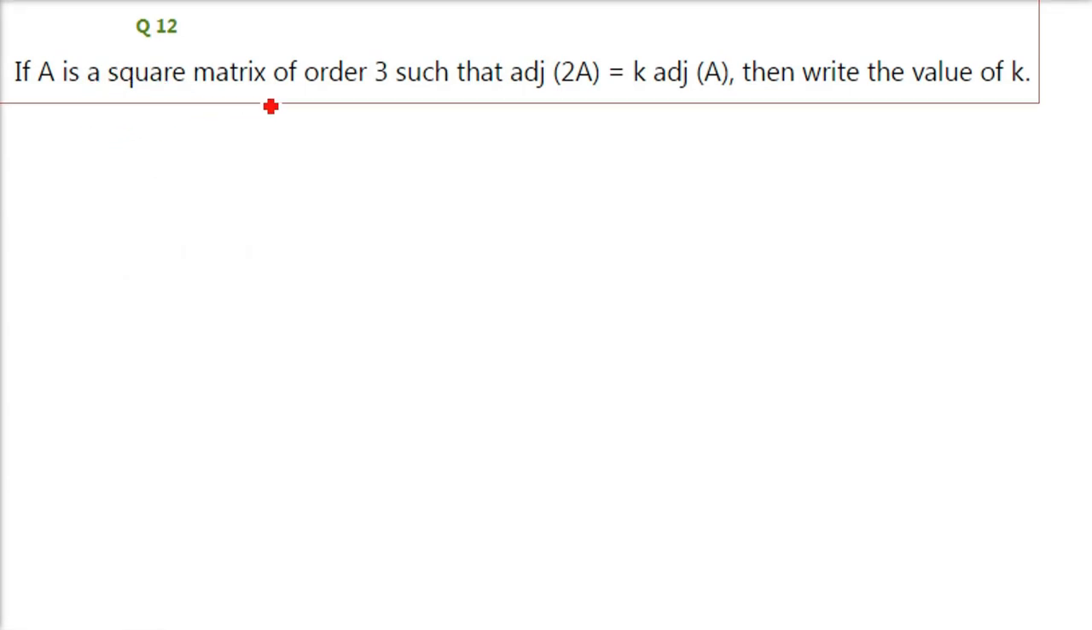If A is a square matrix of order 3 such that the adjoint of 2A. So square matrix means the rows and columns are the same. So this is order 3, so 3 rows and 3 columns. And it is given that the adjoint of twice A is equal to K into the adjoint of A, then we have to write the value of K.